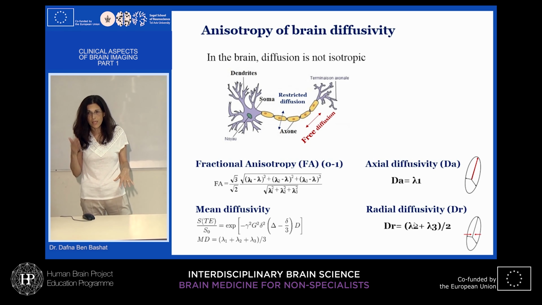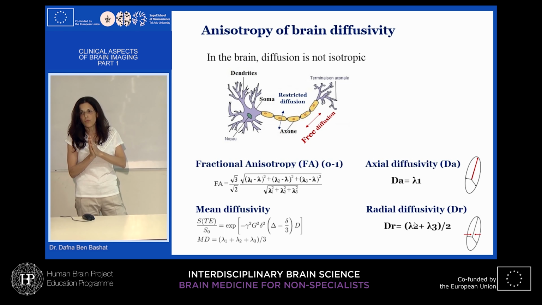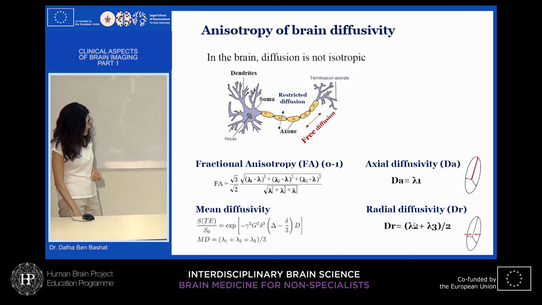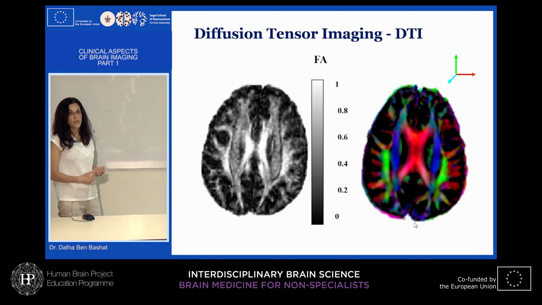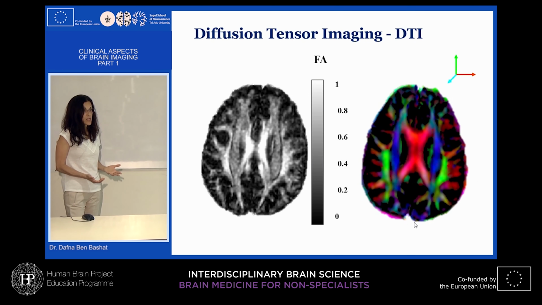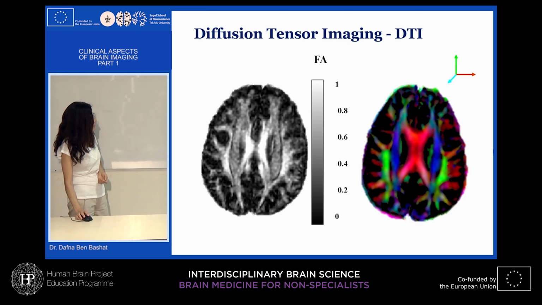So that's what I said in the first slide, that we try to get information from MRI, from specific parameters, about what is going on within the tissue. If we get information about direction, then we also have the ability to color-code it and get information about the direction.